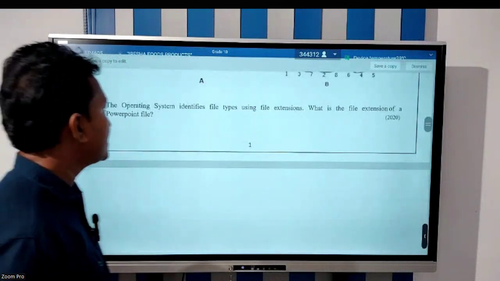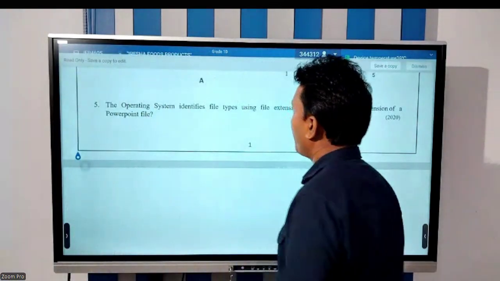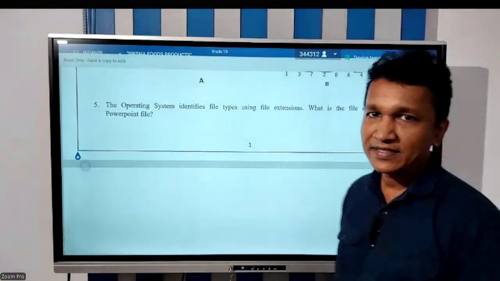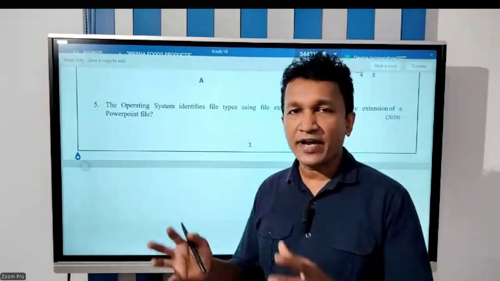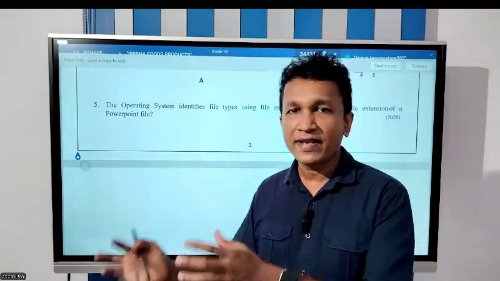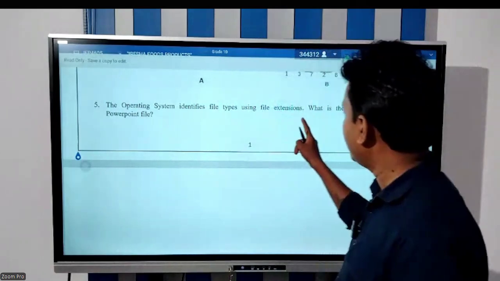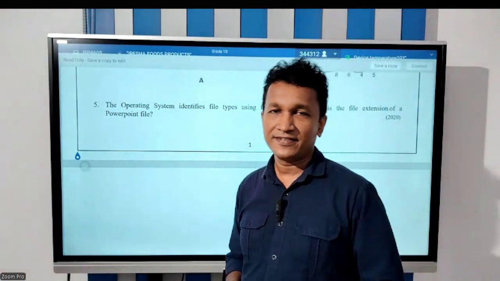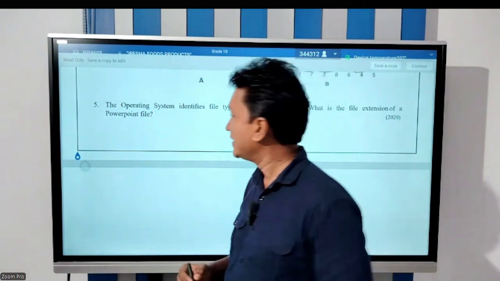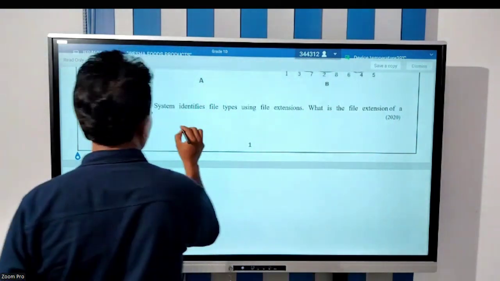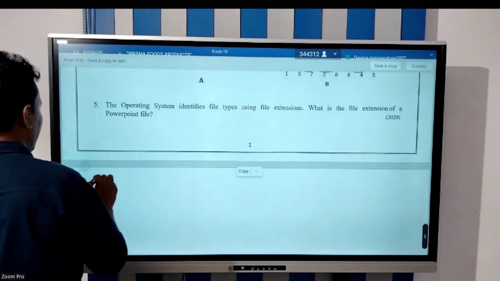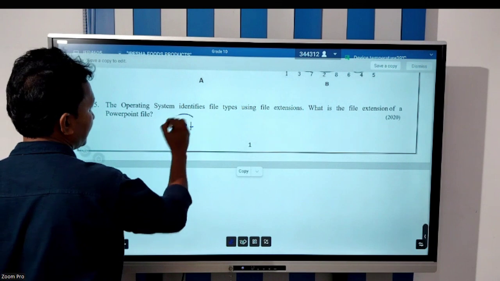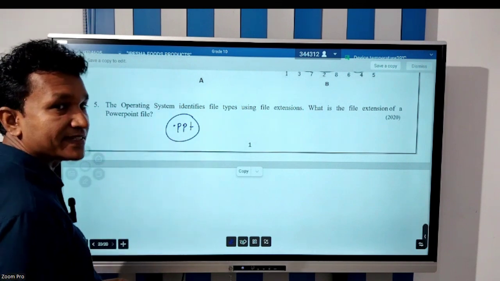Sequential and random access. The operating system identifies file types using extensions. So we know that extension is the method to identify file. What kind of file is this? What is the file extension of PowerPoint file? PowerPoint file extension is .ppt. .ppt අපි generally මේවා පොඩක් දැනගෙන ඉන්නවා. .ppt. This is PowerPoint.